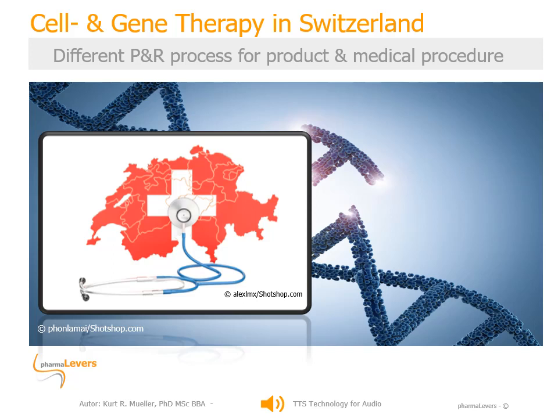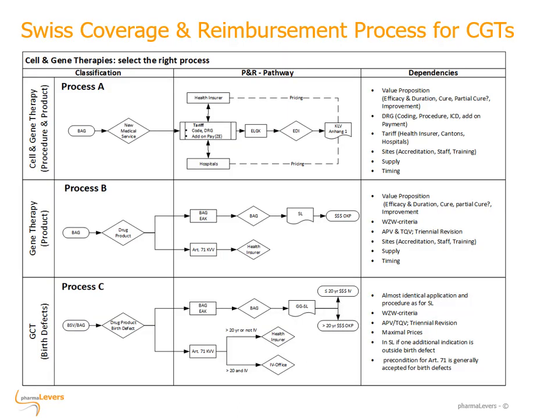The aim of this presentation is to present the main features of the pricing and reimbursement of cell and gene therapies (CGTs) in Switzerland. The main differences between the different processes are explained. In principle, we must distinguish whether it is a pure CGT product or whether the application of the product depends on a medical procedure, which ultimately corresponds to a combination of a medical procedure with a CGT product, e.g., CAR-T.